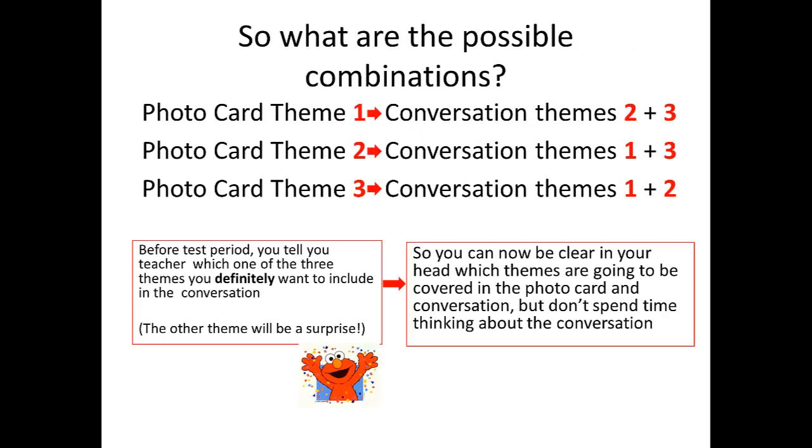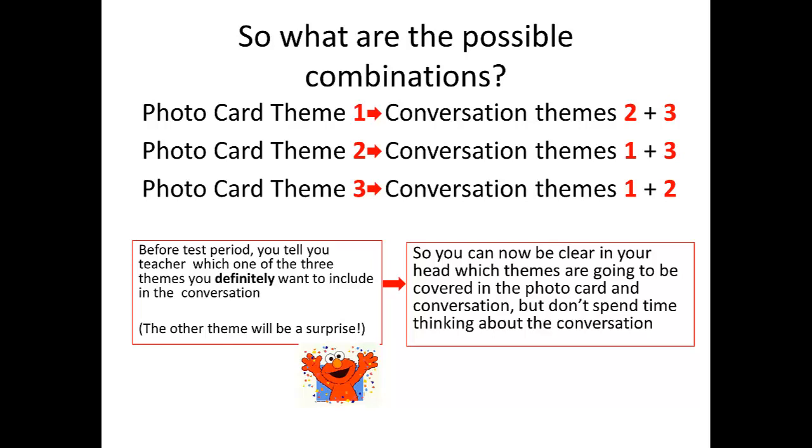So what are the possible combinations? There they are. Photo card theme 1, conversation themes 2 and 3. Photo card theme 2, conversation themes 1 and 3. Photo card theme 3, conversation themes 1 and 2. So as I say, before the test period, you tell the teacher which one of the 3 themes you definitely want to include in the conversation, and the other theme will be a surprise.